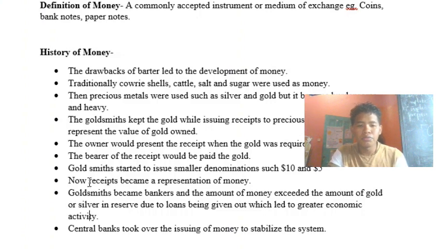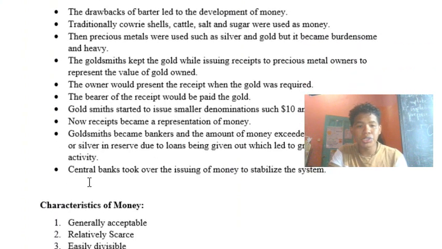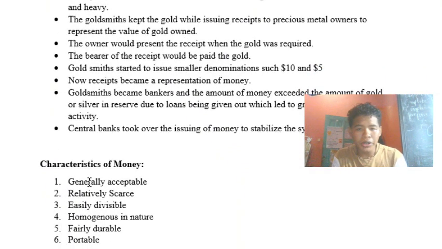So now receipts became a representation of money. Goldsmiths became bankers, and the amount of money exceeded the amount of gold or silver in reserve due to loans being given out, which led to greater economic activity. Central banks took over the issuing of money to stabilize the system. And you might be asking, what is the central bank? There is a major difference between central banks and commercial banks, right? There is a very big deviation between central and commercial banks.